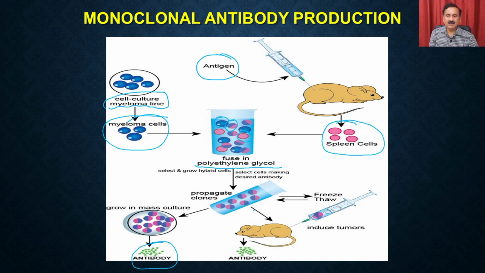In some cases, people take the hybridomas and freeze them for future work. But when they require these hybridomas to be utilized again, they sometimes inject the hybridomas back into the animal, and that's how they get the antibodies from the animal as well.